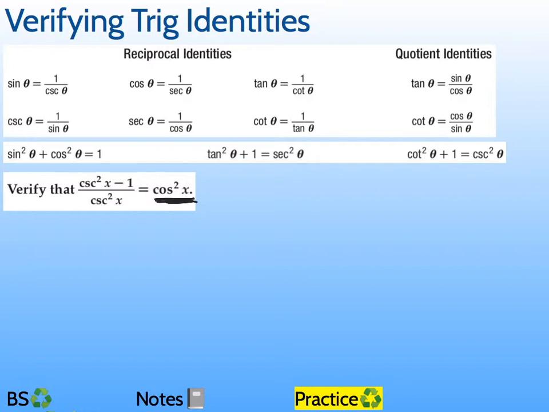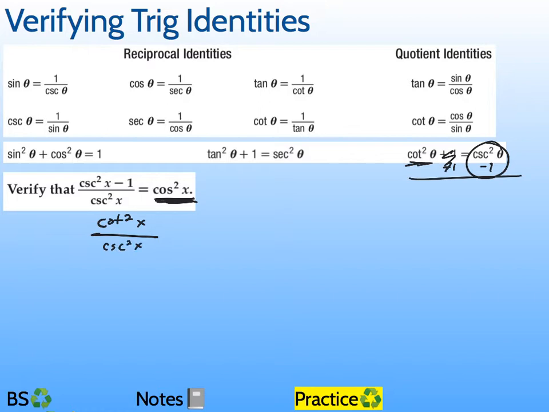So if you look at the cosecant squared minus 1, I'm looking at this Pythagorean identity on the right. And if you subtract 1 on both sides, you'll see that cosecant squared minus 1 just equals cotangent squared. So I'm going to rewrite that. It's cotangent squared over cosecant squared.